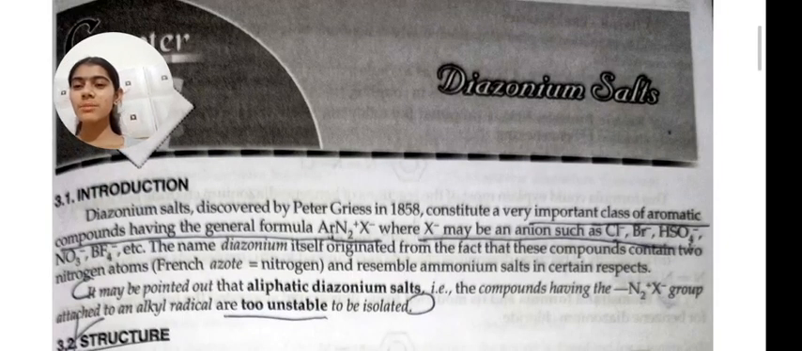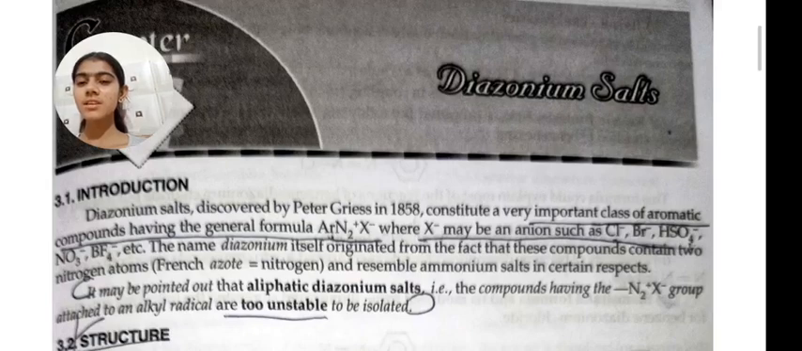Diazonium salts, discovered by Peter Griess in 1858, constitute a very important class of aromatic compounds having the general formula ArN2+X-, where X- may be an anion such as Cl-, Br-, HSO4-, etc. The name diazonium itself originated from the fact that these compounds contain two nitrogen atoms, French azote, that is nitrogen, and resemble ammonium salts in certain respects.